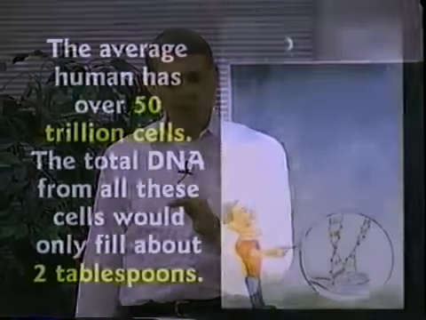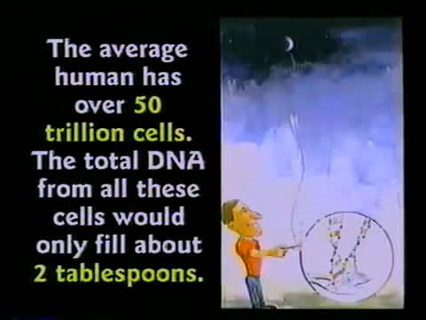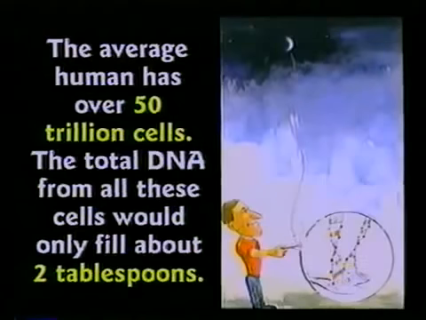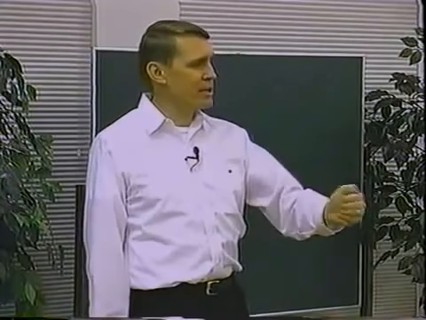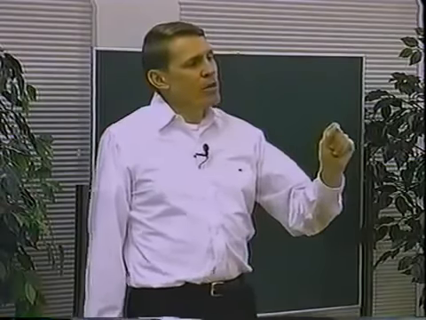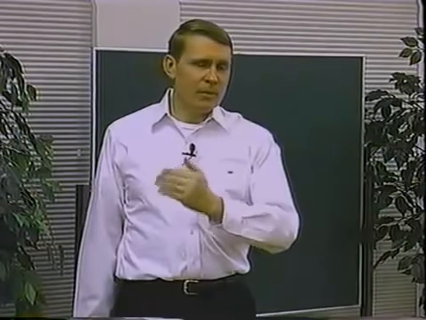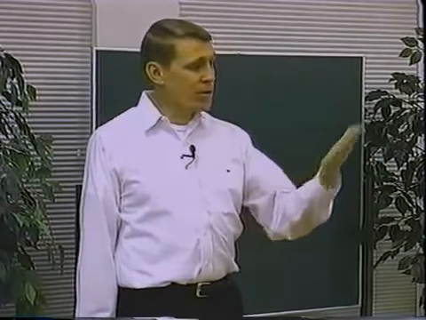If you took all the DNA out of one person, it would fill about 2 tablespoons. Teaspoons are the small ones, tablespoons are the big ones. It would fill 2 tablespoons with just pure DNA. If you took one chromosome from every individual on the planet, and each chromosome contains the blueprint, the instructions for how to build the entire person, then theoretically you could make every person again.